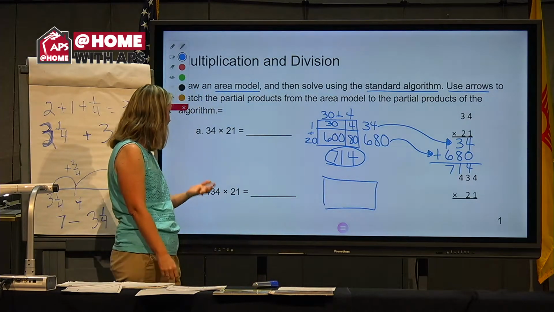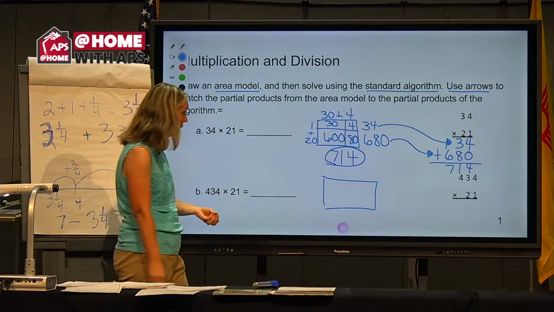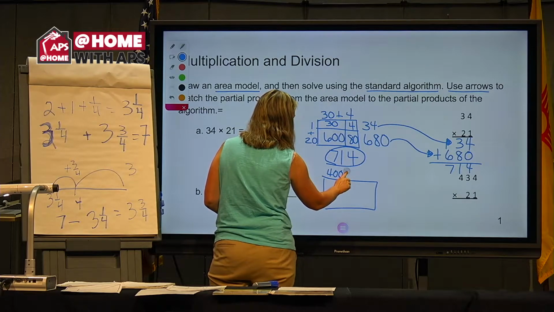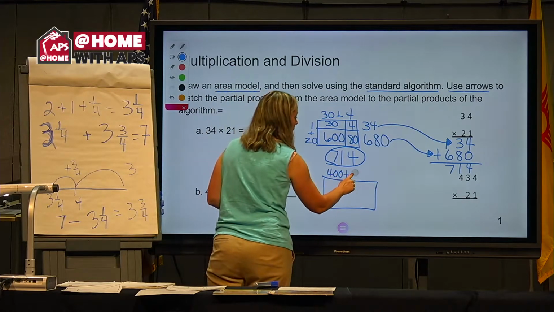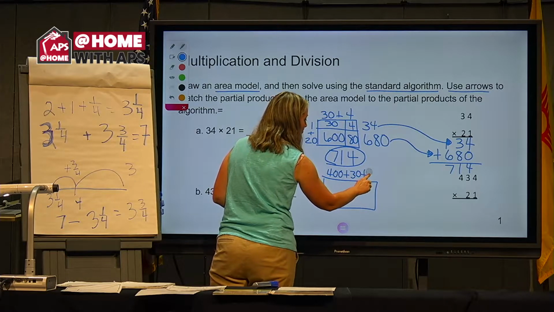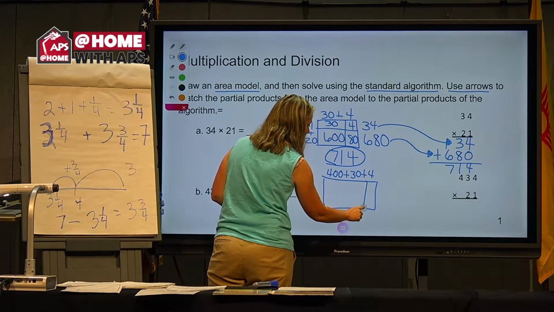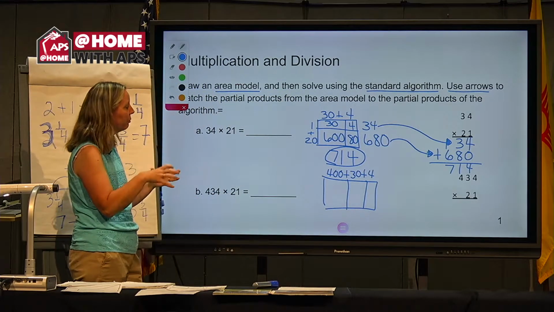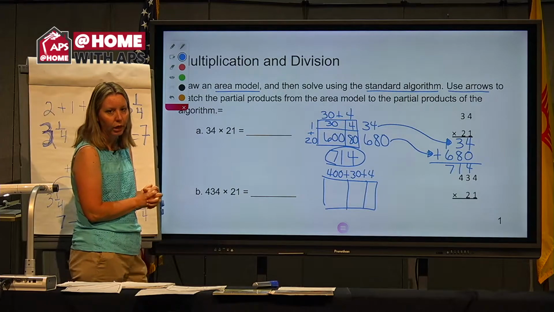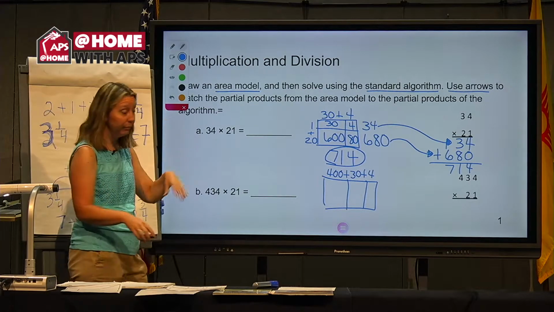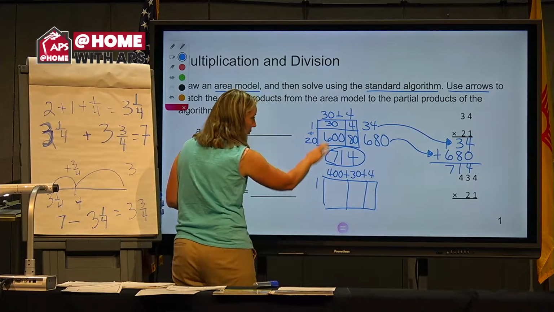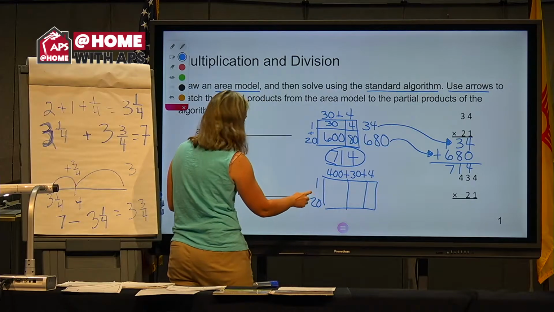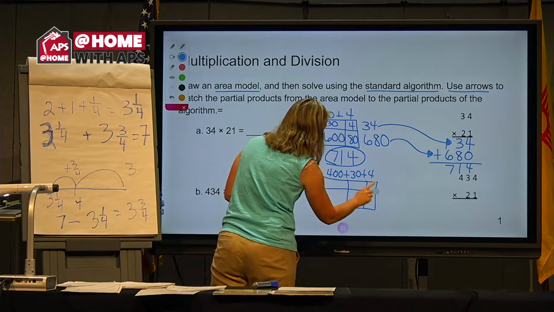I need to split up my 434. Yep, we have 400. It's like taking it to expanded form: 400 plus 30 plus 4. Then I have to draw my lines to show my addition, the different pieces I'm going to multiply, and then 21. Split it up like expanded form. I'm going to put my 1 on top because it helps when I do my arrows, and then my 20. All right, and then draw my separation.